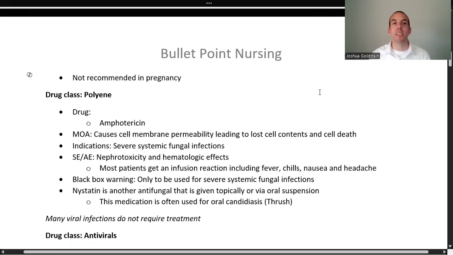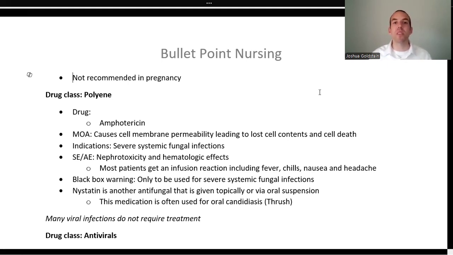Next, we have the polyenes. This drug over here is really just amphotericin. And this is a very complex drug. We only use this for severe systemic fungal infections. It has a lot of issues with it. It can cause nephrotoxicity. It can cause hematologic issues. There's also something called infusion reaction that a lot of patients get with this that has fever, chills, nausea, and headache. This has a black box warning, a really interesting one, that it's only used for severe systemic fungal infections. It shouldn't be used for anything less than that.